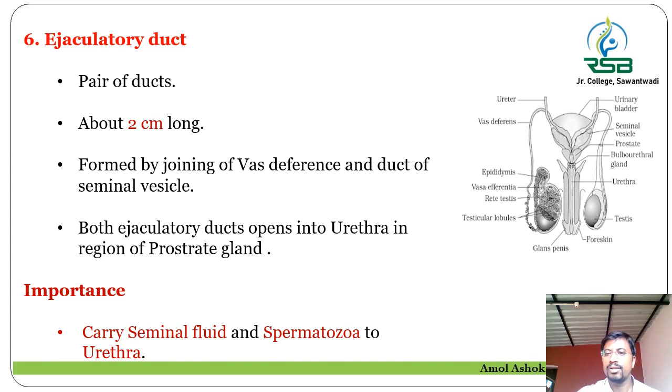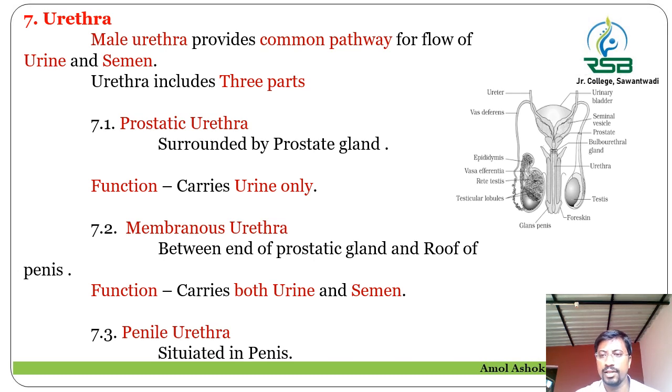Also, the spermatozoa which are carried by the vas deferens are transferred into this long structure which is called the urethra. So let us come to know what the urethra is. What is the structural peculiarity of the urethra? Here it is, the urethra. The male urethra provides the common passage for the flow of both urine as well as semen, and the urethra is divided into three parts.